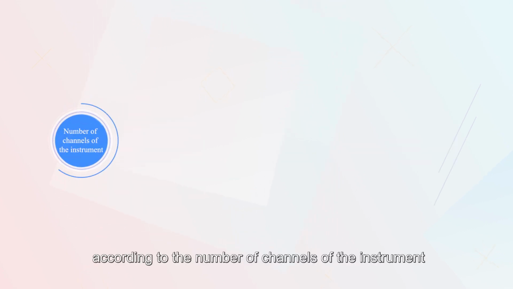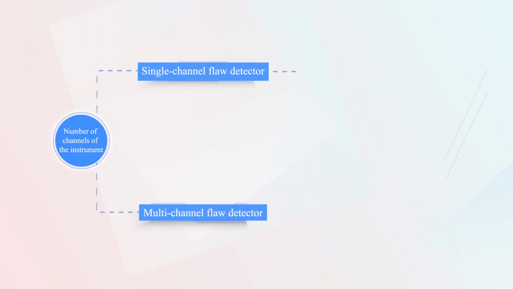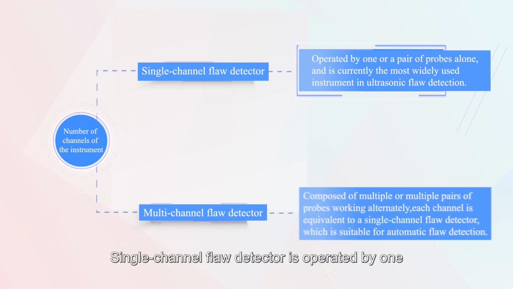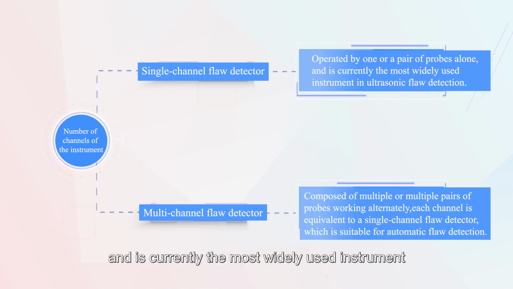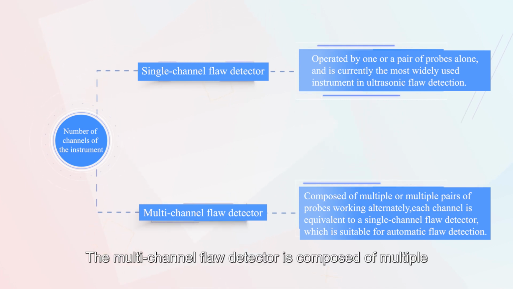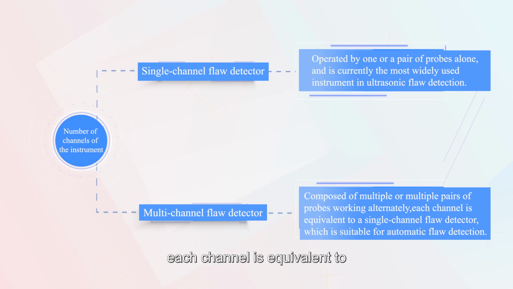In addition, according to the number of channels of the instrument, it can be divided into two types: single-channel flaw detector and multi-channel flaw detector. The single-channel flaw detector is operated by one or a pair of probes alone and is currently the most widely used instrument in ultrasonic flaw detection. The multi-channel flaw detector is composed of multiple pairs of probes working alternately. Each channel is equivalent to a single-channel flaw detector, which is suitable for automatic flaw detection.